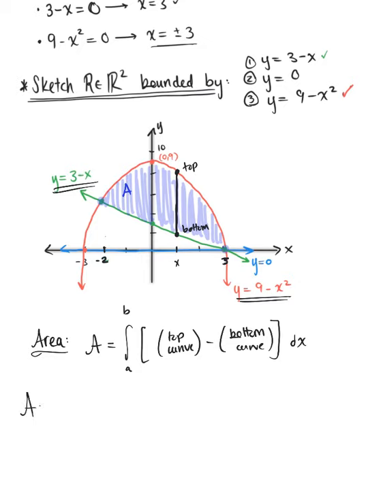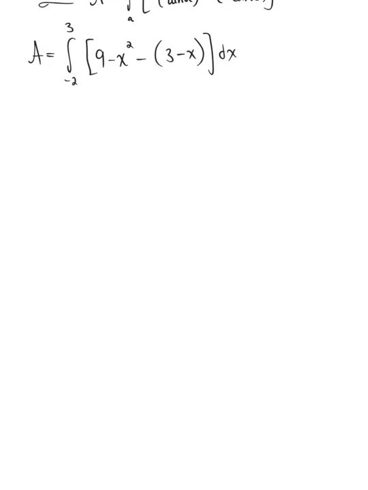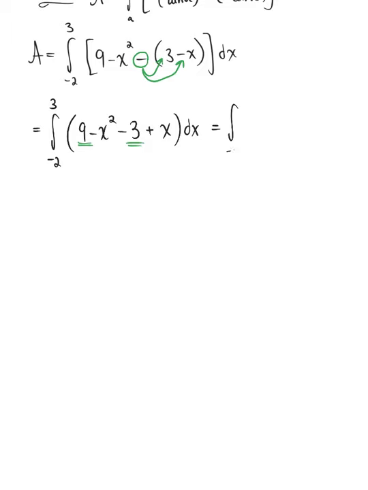So here we go, we can set this up. We have the area is going to be that definite integral from -2 to 3 of the top curve, which is the parabola, 9 minus x squared. And then we're subtracting the bottom curve, which is that diagonal line. So I have 3 minus x dx. And it is safe now to begin evaluating. Well, actually, we should distribute the negative first to make integration easier. So this leaves us with the definite integral from -2 to 3 of 9 minus x squared minus 3 plus x dx. And we can combine our two constant terms here. We have 9 minus 3, which leaves us with the definite integral from -2 to +3 of 6 minus x squared plus x dx.